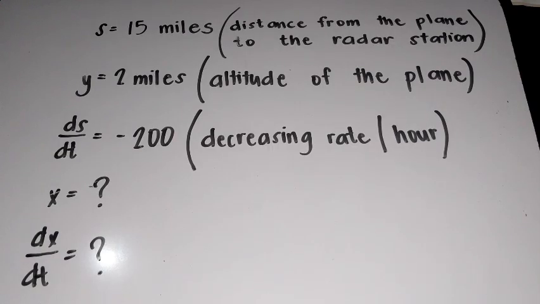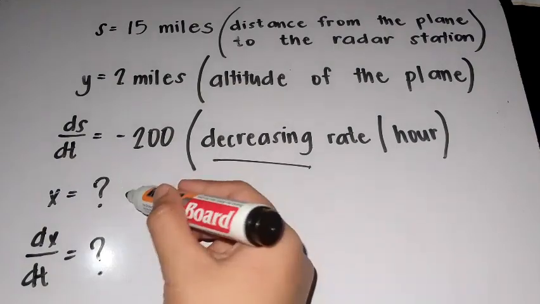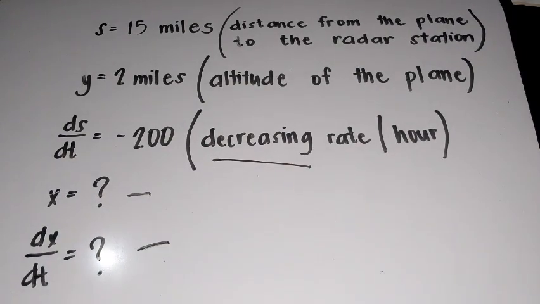Now, we have here the given. Let's say that s is 15 miles, which is the distance from the plane to the radar station, y equals 2 miles, the altitude of the plane, and ds/dt is 200 miles per hour, the decreasing rate. We put a negative sign because it is a decreasing rate. Now, we have to find x and dx/dt.